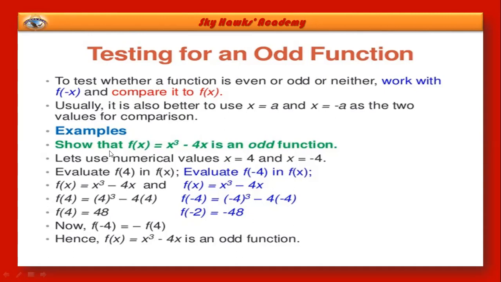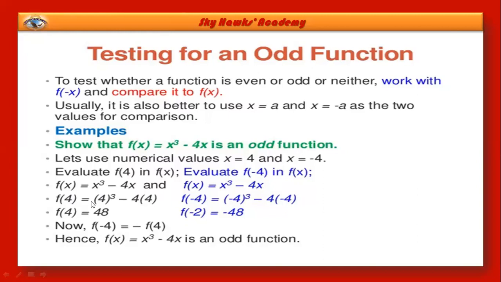Example: show that f(x) = x^3 - 4x is an odd function. Let's use numerical values such as x = 4 and x = -4. Let's evaluate f(4) in f(x), and evaluate f(-4) in f(x). f(x) = x^3 - 4x, and f(x) = x^3 - 4x.